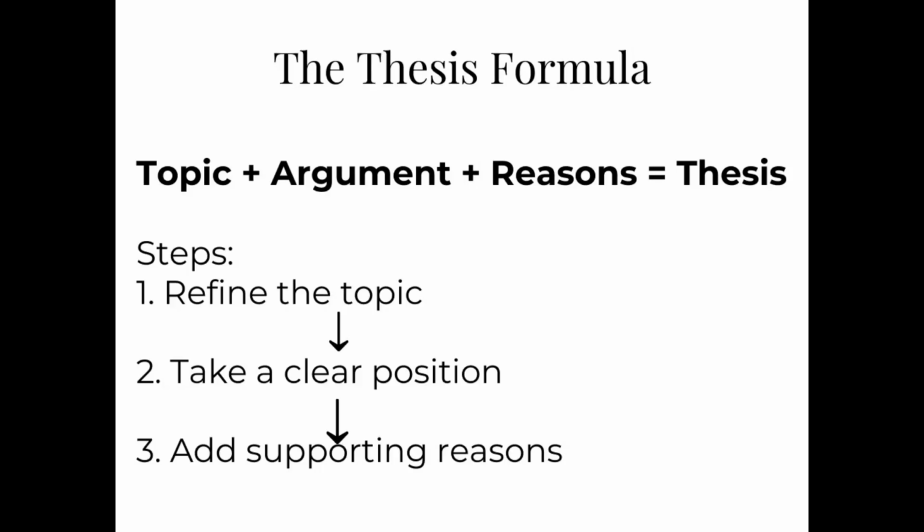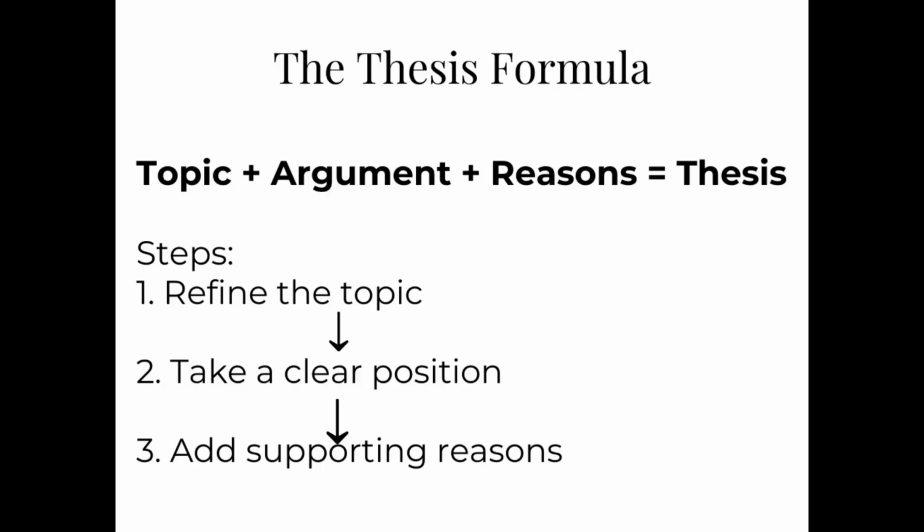Step two: take a clear position. Avoid neutral language. Instead of writing, "This paper will discuss," state your argument directly. Academic writing is not about reporting, it is about defending a claim. One common mistake is writing a thesis that merely announces the topic. For example, "This paper will discuss the effects of social media." That is not an argument, it is a description of intent. Academic writing requires assertion, not announcement.